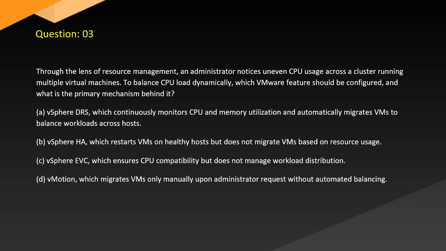B. vSphere HA, which restarts VMs on healthy hosts but does not migrate VMs based on resource usage. C. vSphere EVC, which ensures CPU compatibility but does not manage workload distribution. D. vMotion, which migrates VMs only manually, on administrator request, without automated balancing.